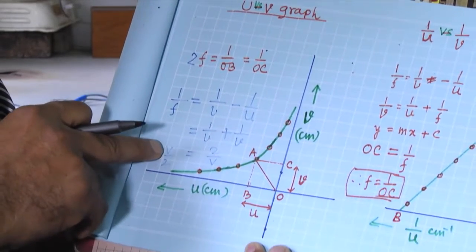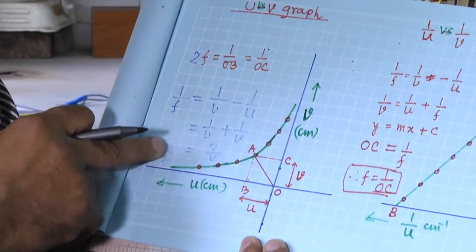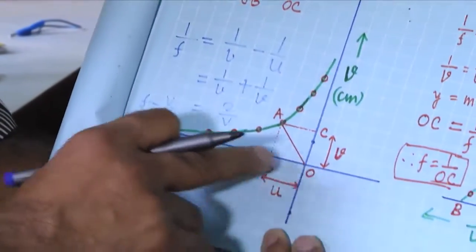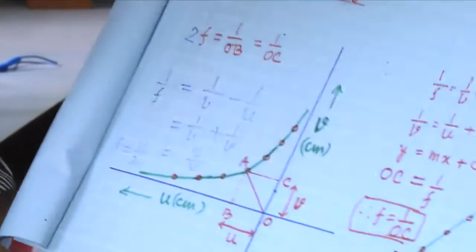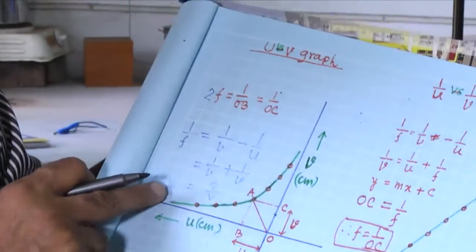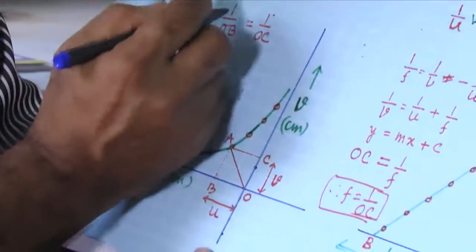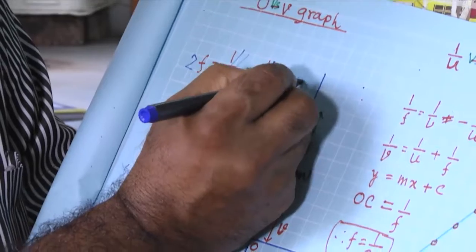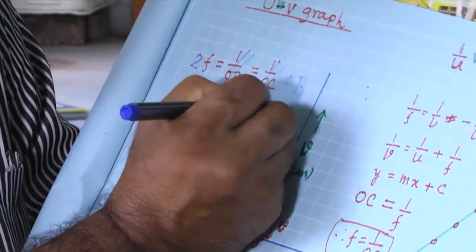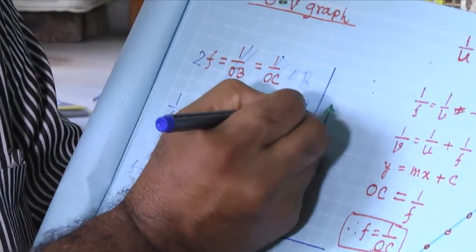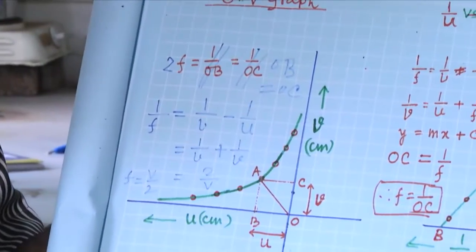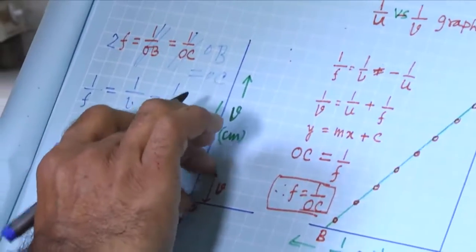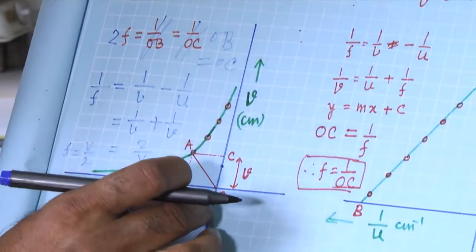What is v? V is OC or OB. So here I have written wrongly. Basically 2f equal to OB equal to OC, right. So f will be half of OC or half of OB.